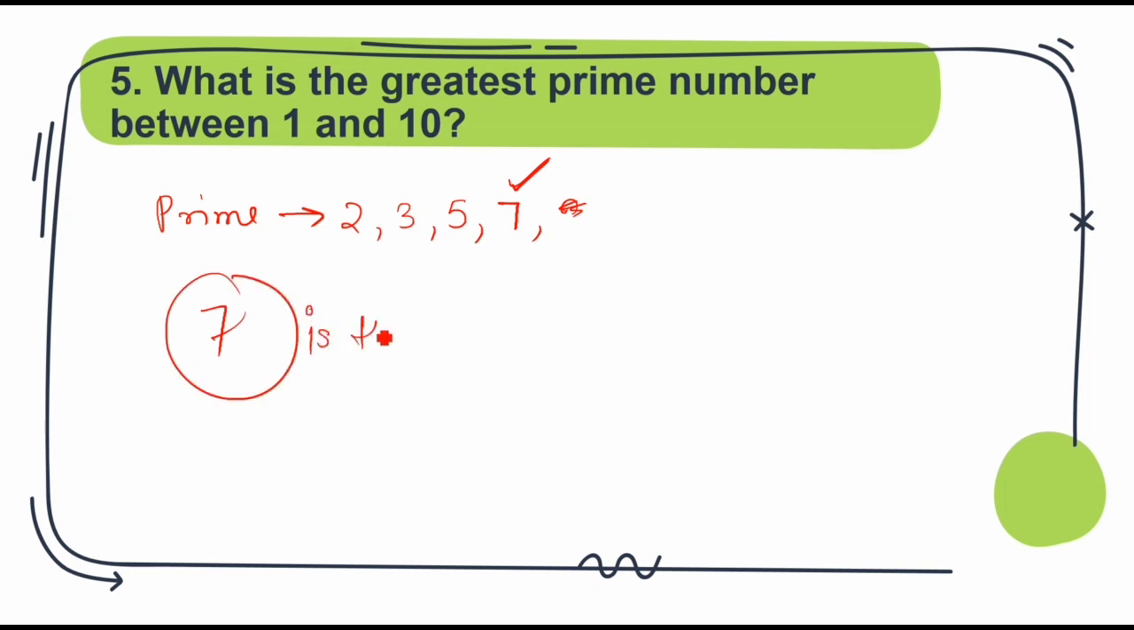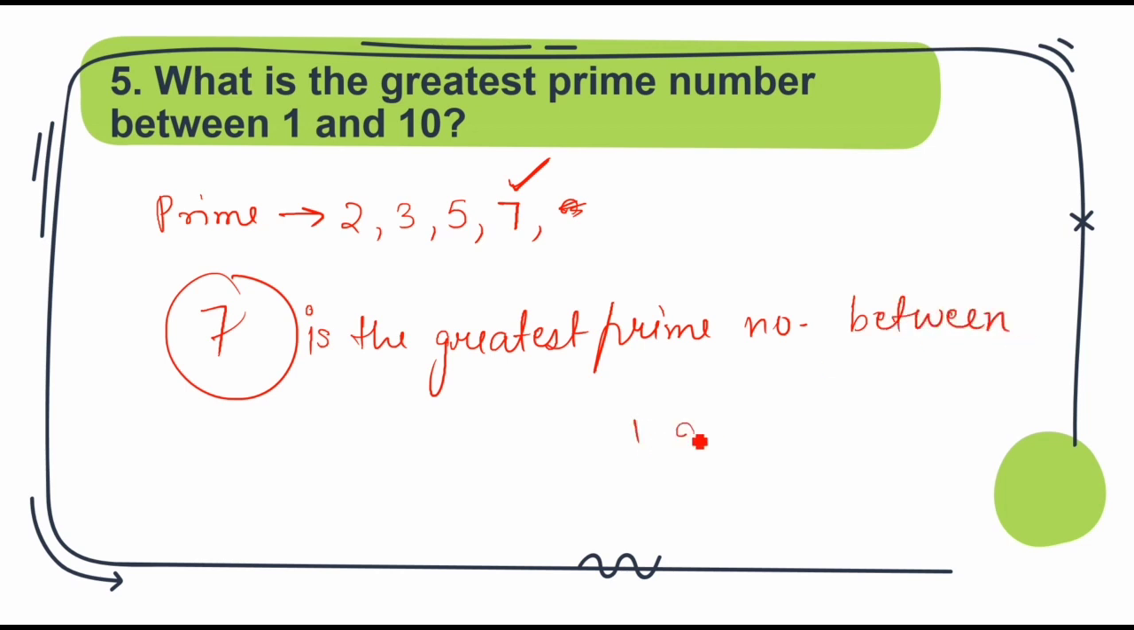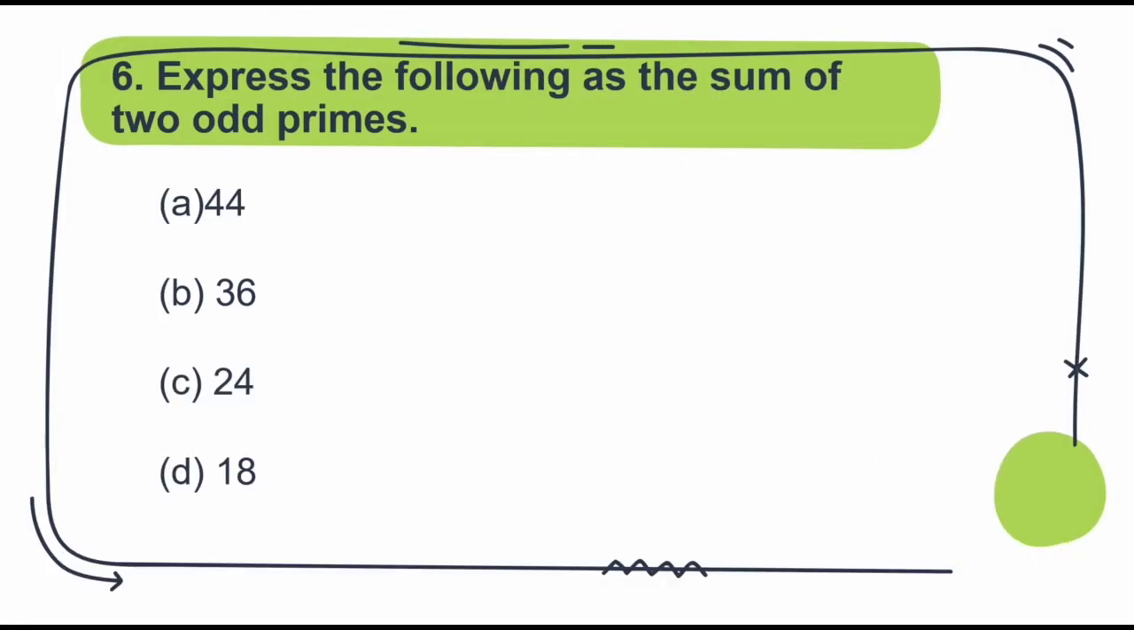7 is the greatest prime number between 1 and 10. Okay. Now let's see the sixth one.